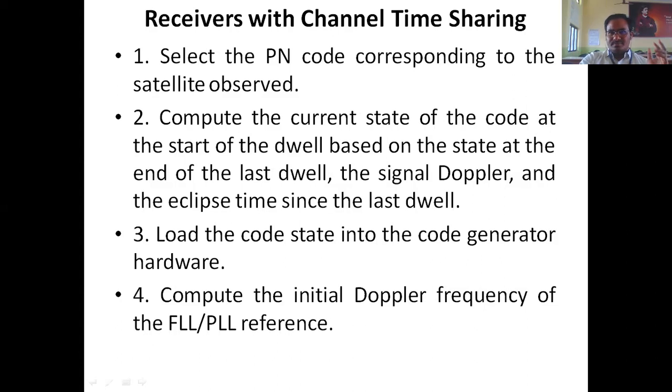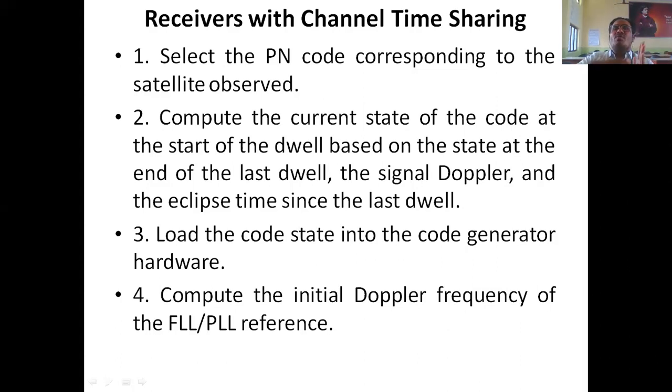First step is select the pseudo noise code, PN code. Select the pseudo noise code that corresponds to the satellite that is observed. Because when a signal is received, the latitude and longitude of the satellite will be given by the navigation message, that is in the almanac message. Then as per the received signal from a particular satellite, the same information is also present in the receiver.